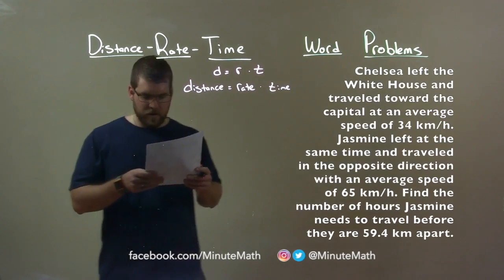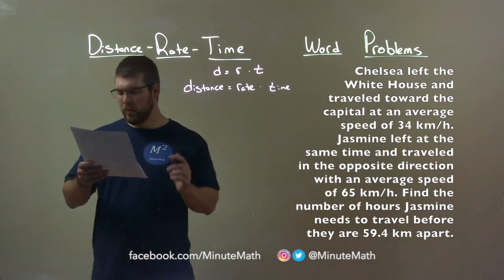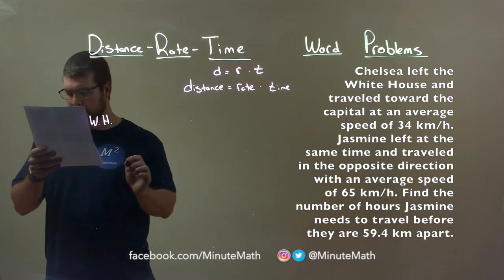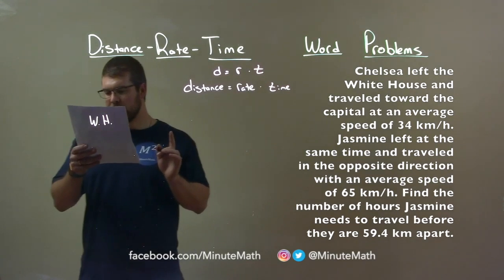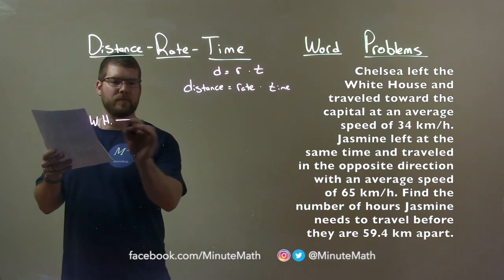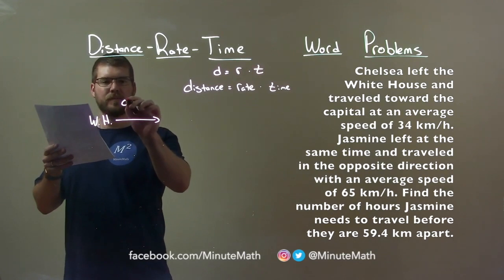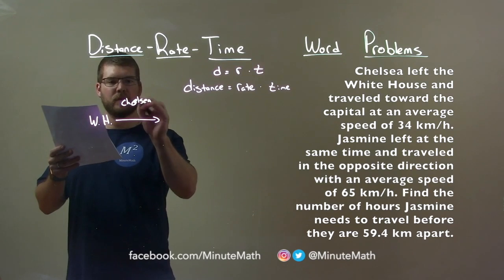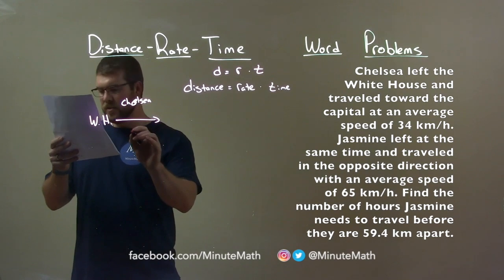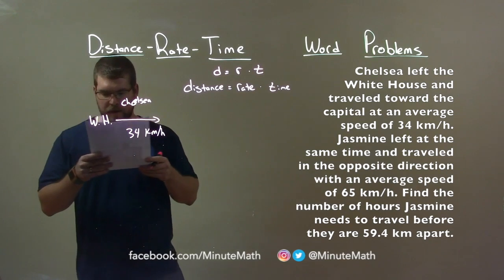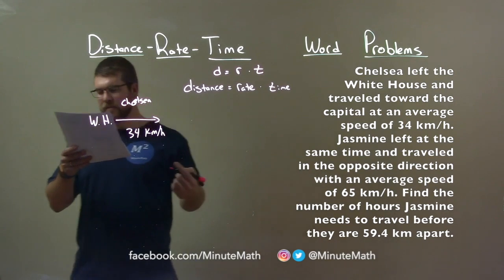Okay? So, we have our White House right here. And it tells us that they're traveling in opposite directions. So Chelsea left and went towards the Capitol. All right, this is Chelsea, and she's traveling 34 kilometers per hour. At the same time, Jasmine left in the opposite direction.